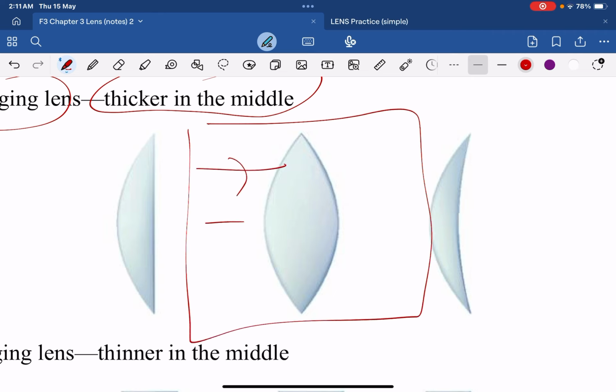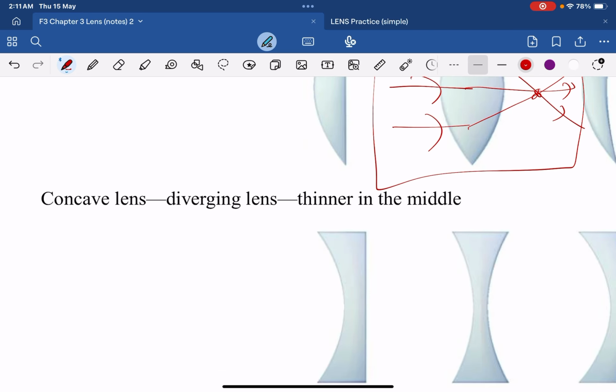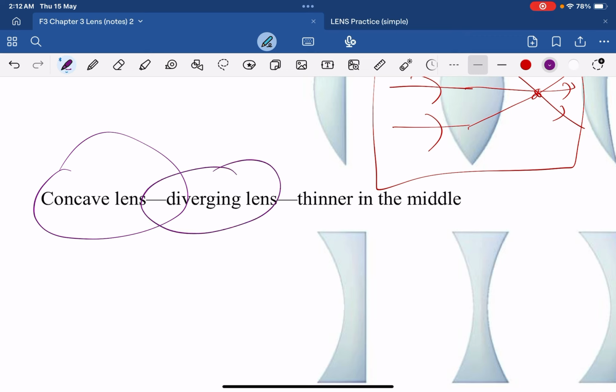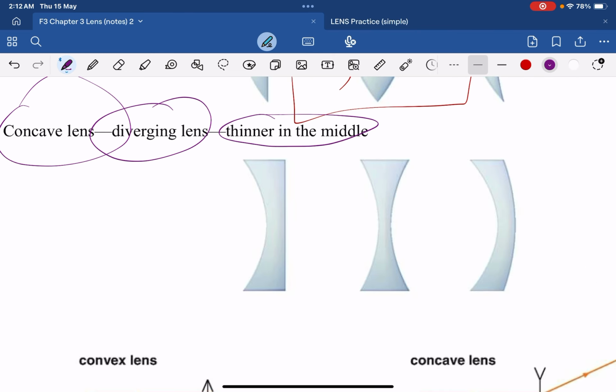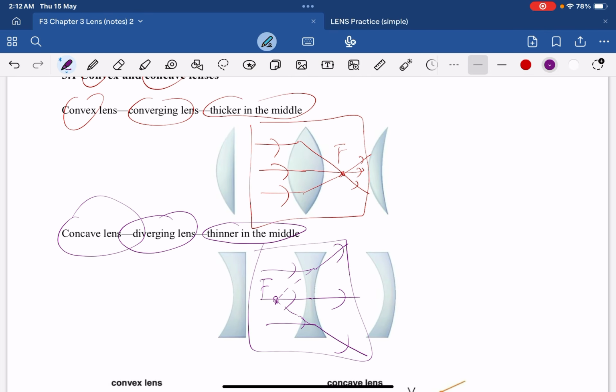If light passes through the convex lens, it will converge to a point, which is called focus. The second type is concave lens, with another name which is called divergent lens. It has a shape which is thinner in the middle. So, for concave lens, the light ray would diverge from a point which is also called focus. Okay?